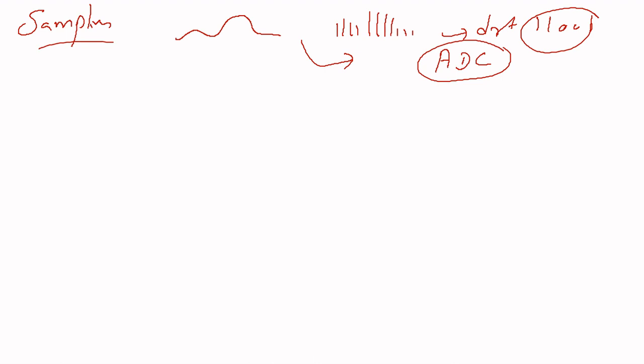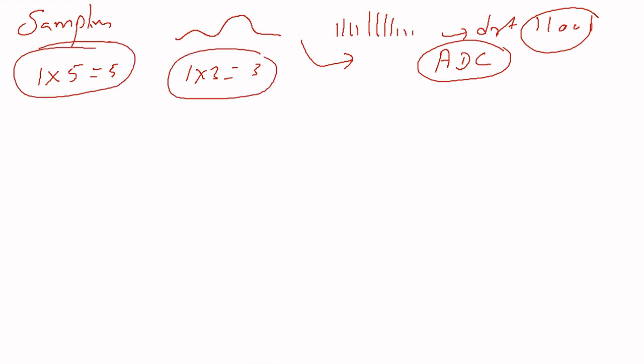But the question is, how would you do this discretization? Simple, very simple. What happens when you multiply 1 with 5? You'll get 5. 1 into 3, you get 3. So this is the same concept which we are going to use for achieving this. How would you do that? What is the equivalent of this one?